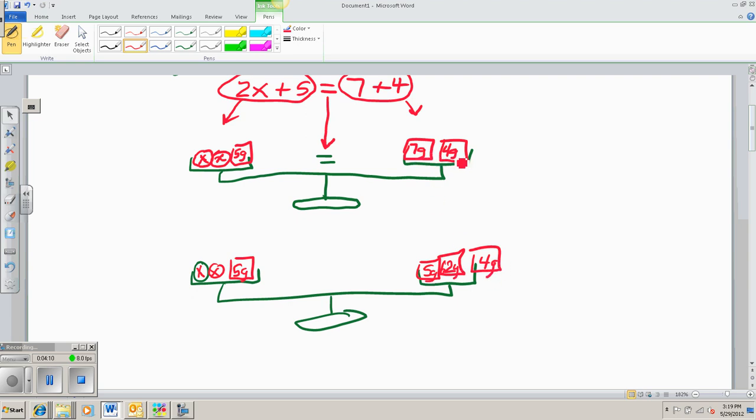7 grams and 4 grams, it's 11 grams. Now I have 5 grams, 2 grams, and 4 grams. Let me neaten this up a little bit here. It looks ugly.